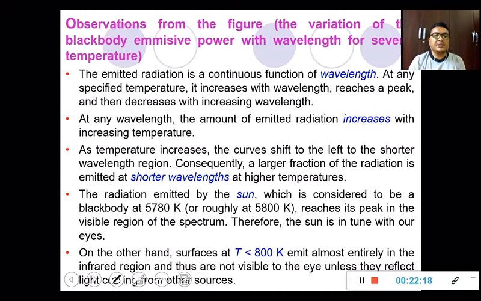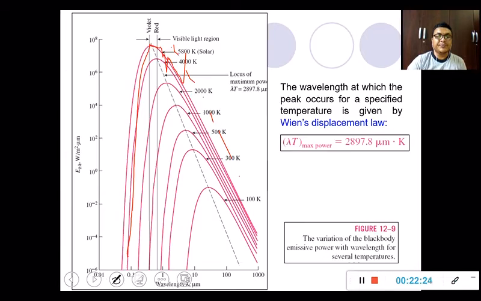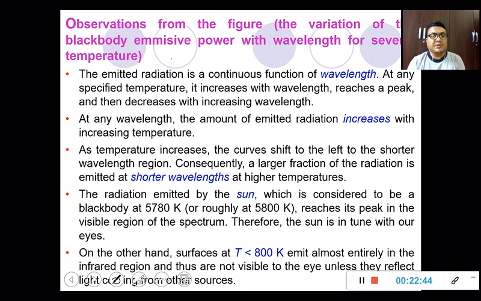At any wavelength, the amount of emitted radiation increases with increasing temperature. So this is the wavelength, and this is the temperature here, in terms of energy. As temperature increases, the curve shifts to the left, to the shorter wavelength region. Consequently, a larger fraction of radiation is emitted at shorter wavelength at high temperature.